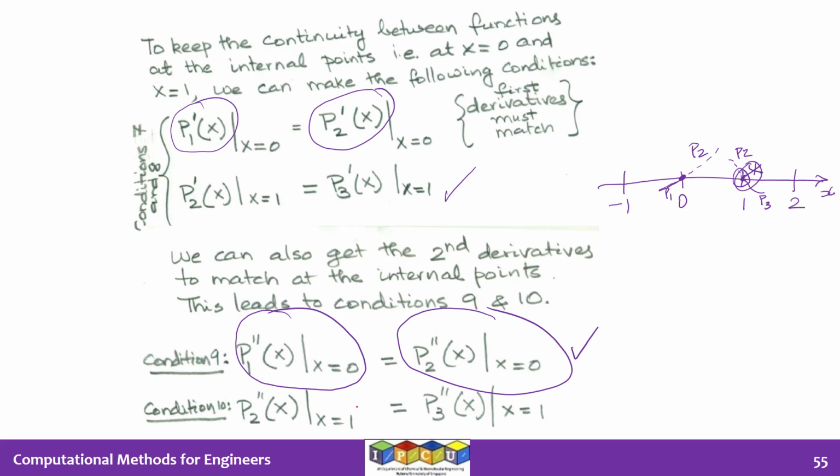Likewise, the second derivative of P2 and the second derivative of P3 should be exactly the same at their common point, which is at x is equal to 1. So two more conditions have been obtained. So we now have 10 conditions. We need two more conditions.